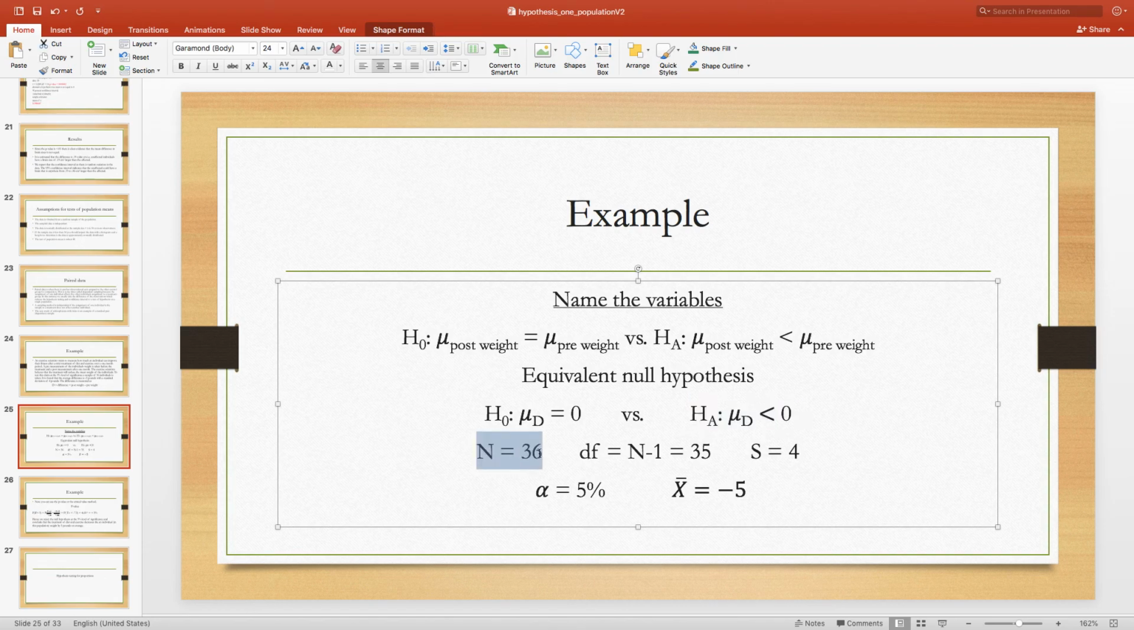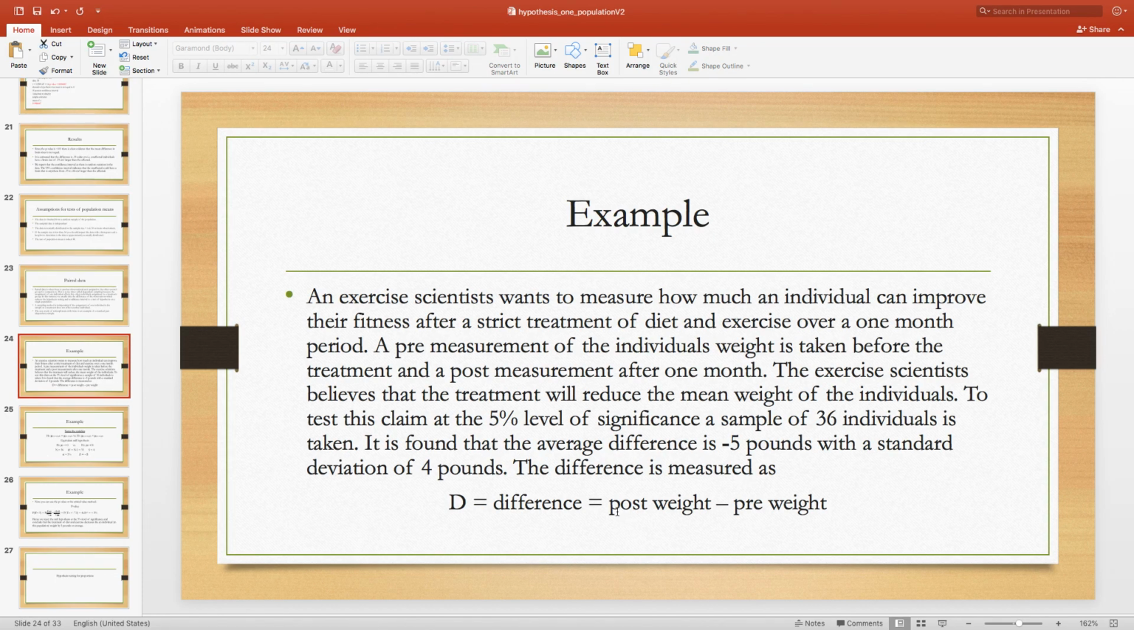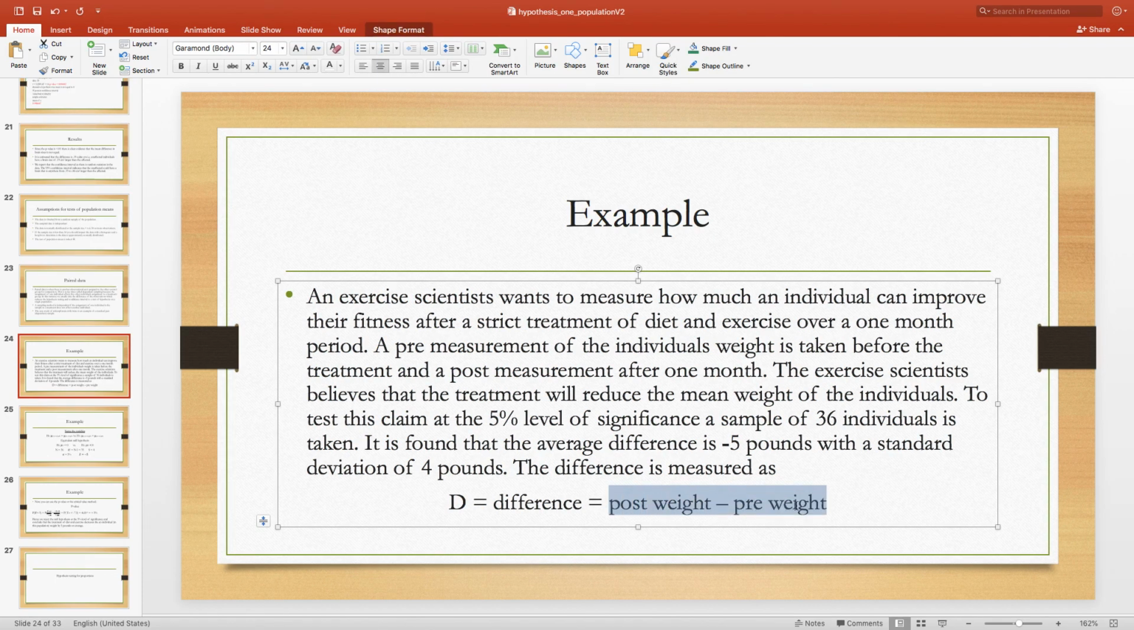So here, n is equal to 36. And one important thing that you should notice is the way in which you subtract. I specified how I took the difference. I'm taking post-weight minus pre-weight. Okay, so under the alternative hypothesis, this should be a negative number. I could do pre-weight minus post-weight. I just need to be consistent with how I take my difference. So your difference should be specified when you're doing this.